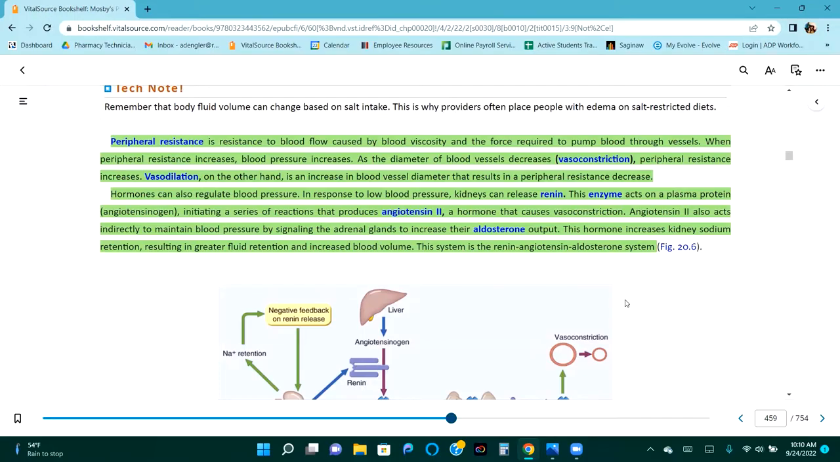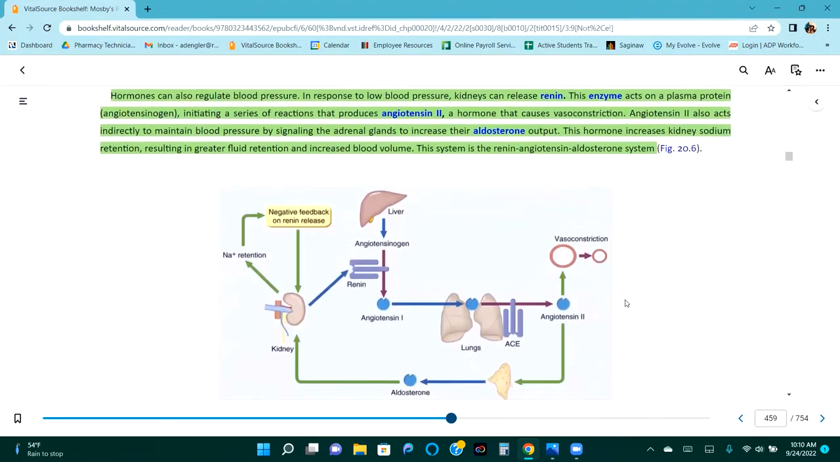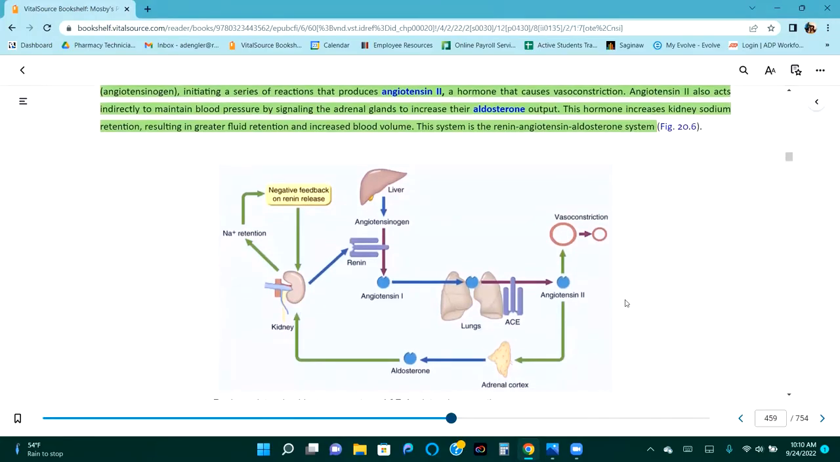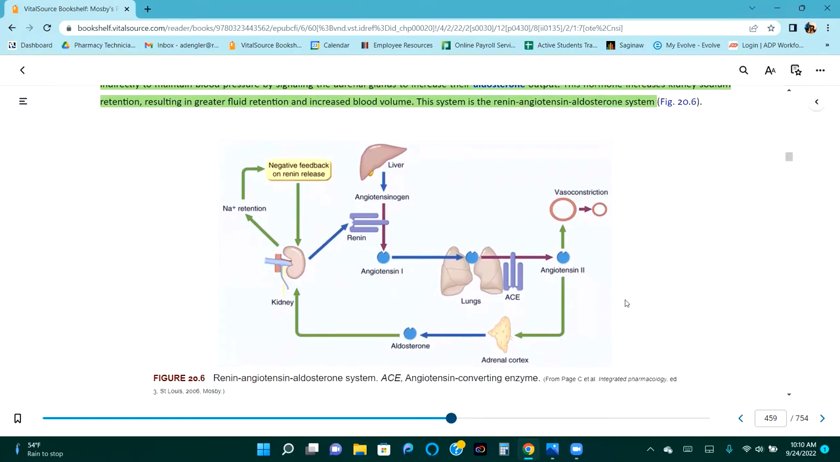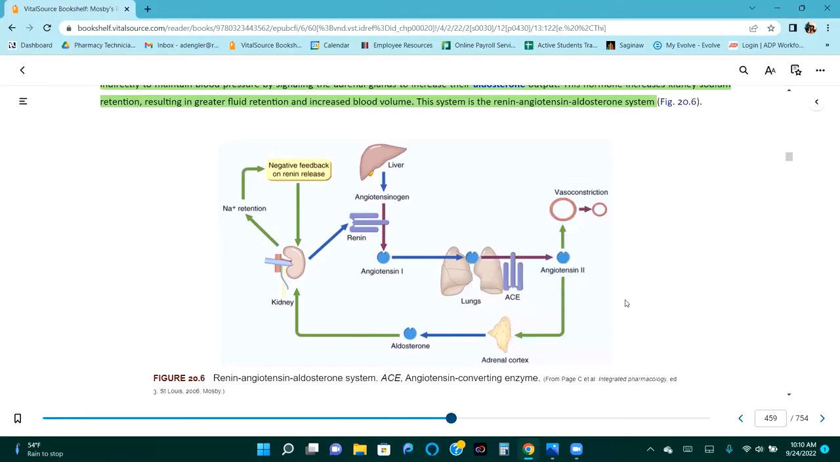Hormones can also regulate blood pressure in response to low blood pressures. Kidneys release renin. This enzyme acts on a plasma protein, initiating a series of reactions that produce angiotensin II, a hormone that causes vasoconstriction. Angiotensin II also acts indirectly to maintain blood pressure by signaling the adrenal glands to increase their aldosterone output. This hormone increases kidney sodium retention, resulting in greater fluid retention and increased blood volume. This system is the renin angiotensin aldosterone system.